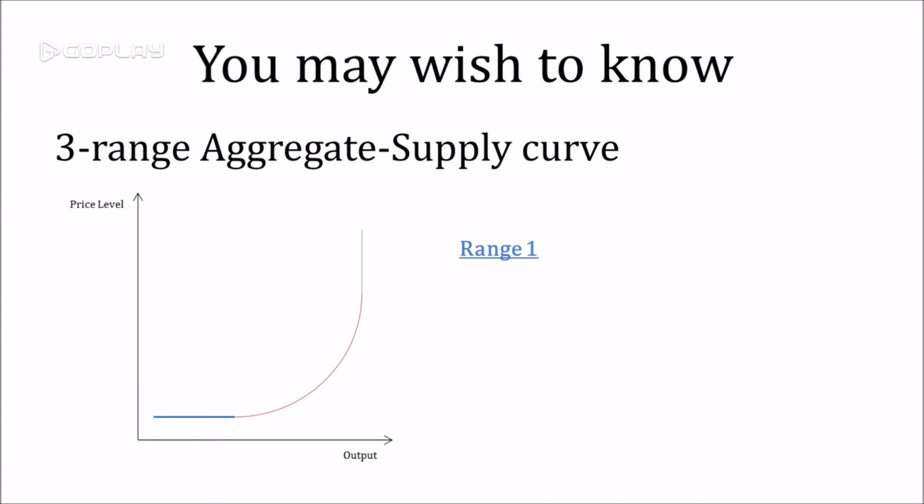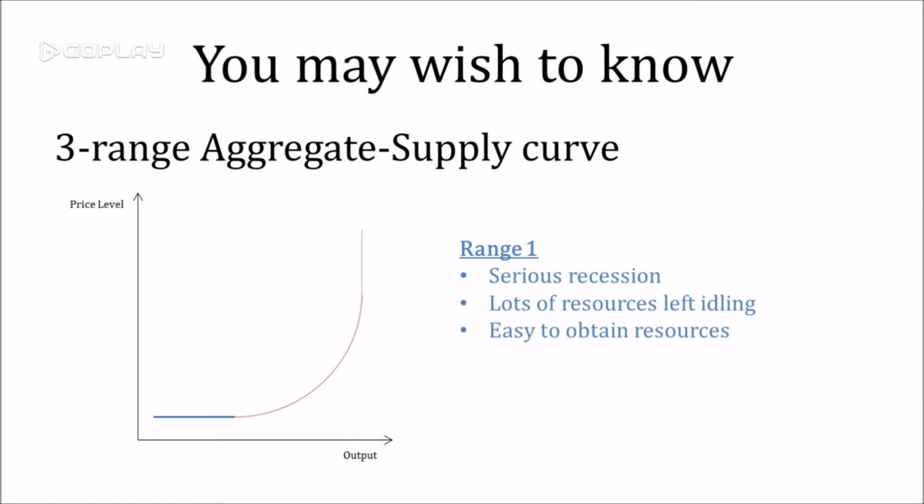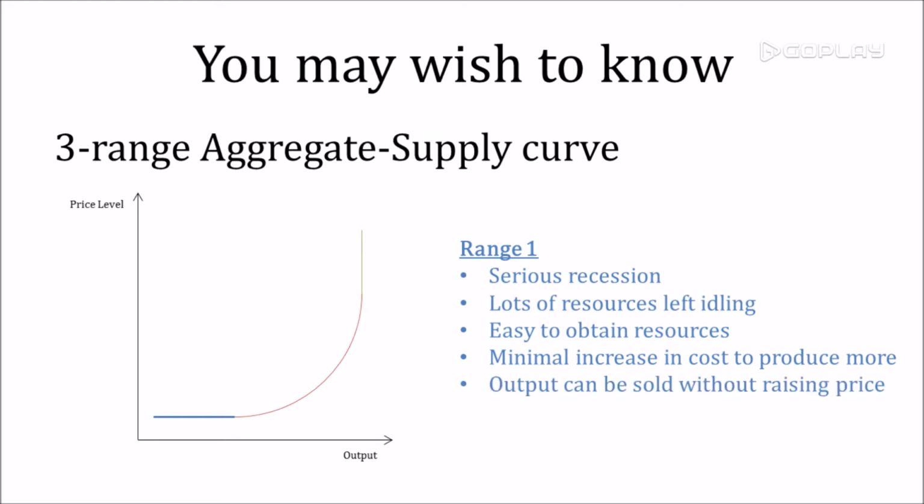Range 1 of the aggregate supply curve occurs when the economy is in a severe recession. A lot of resources are left idling. With this, to produce more output, firms can easily obtain the resources without seeing a significant increase in their cost of production. So the firms can sell their output without increasing their price. The aggregate supply curve in range 1 is perfectly elastic. Price does not change regardless of output produced in range 1.